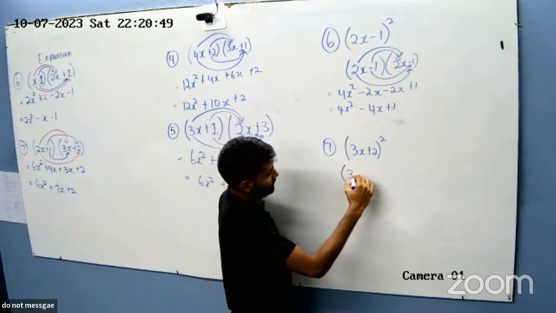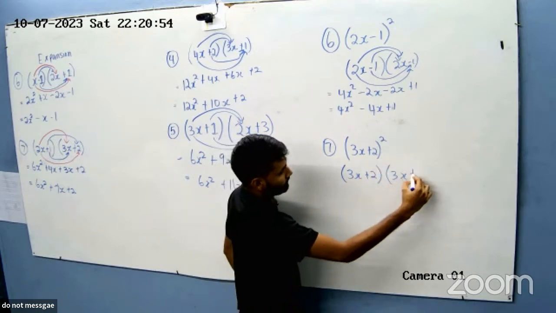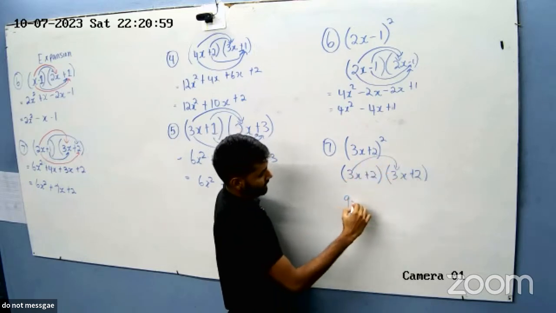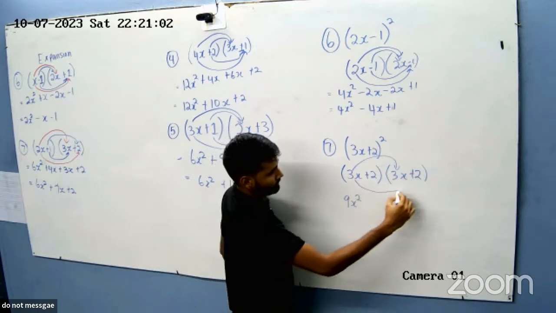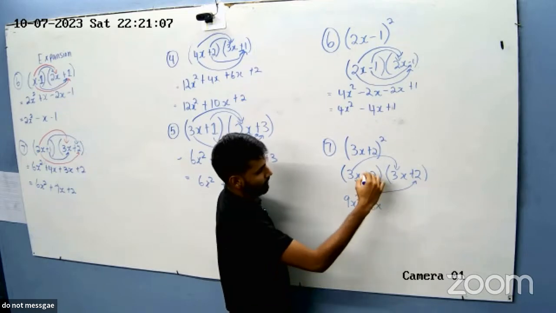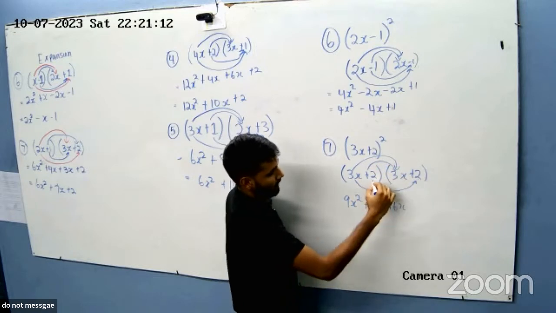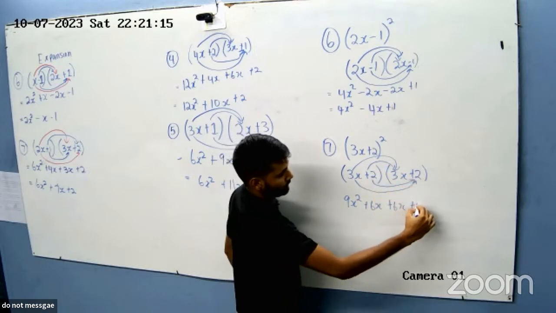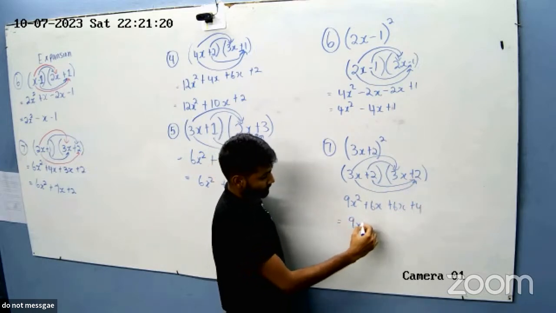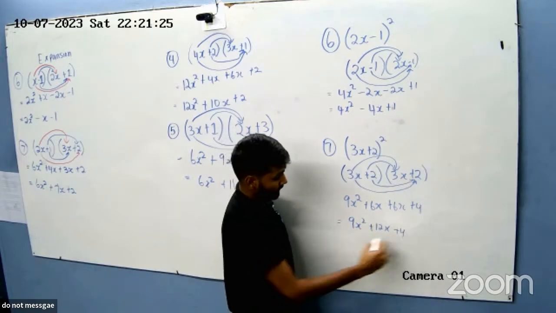Split this here. 3 by 3 is 9x squared. 3 by 2 is plus 6x. 2 by 3 is plus 6x again. And then 2 by 2 is plus 4. You like this? 9x squared plus 12x plus 4.